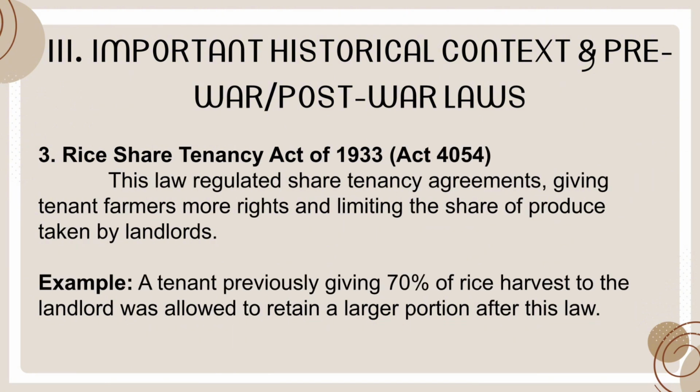Let's delve into the Rice Share Tenancy Act of 1933. This law was made to protect tenant farmers, and it limited how much of the harvest landlords could take. It also gave tenants better shares of the crops. This is the first attempt to make farming fairer. For instance, a farmer who used to give 70% of rice to the landlord could now keep more.